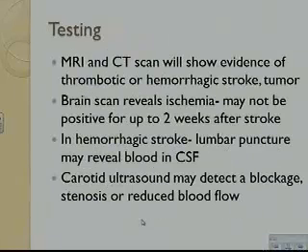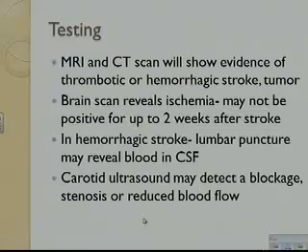The testing that they will do on a person is the good old MRI and CT scan to look at how things are going, to see what the evidence is. Is this something that's caused by hemorrhaging or is it caused by blocking?